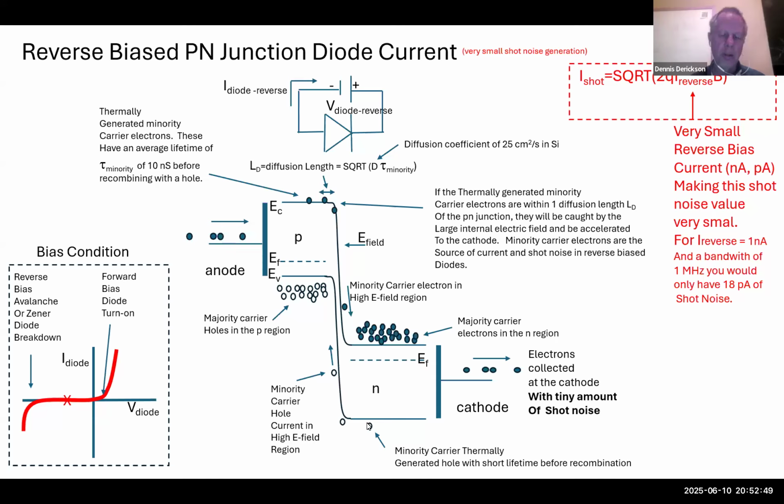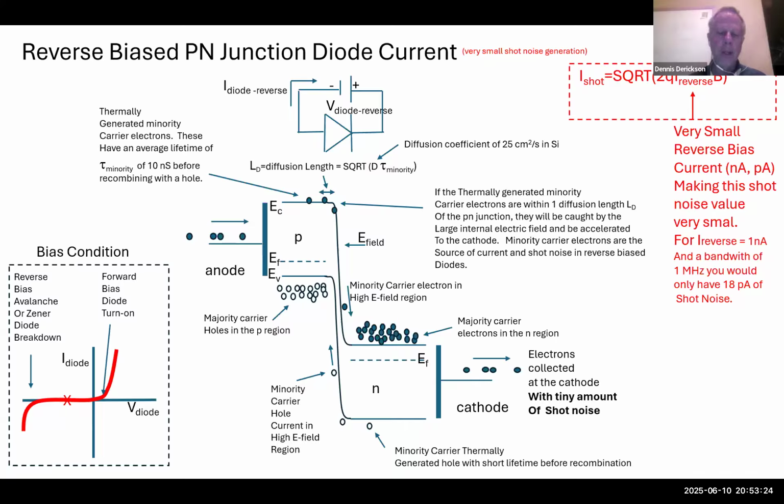Or conversely, we also have holes right here, minority carrier holes. If they're too far away from the junction right here, they'll just recombine and then repopulate by thermal generation means. But if they're close to the edge within one diffusion distance, they will catch this electric field and be accelerated into this population of holes. And then to maintain this population of holes, we'll have to add some electrons. Otherwise, we'd have too many holes being built up right here.